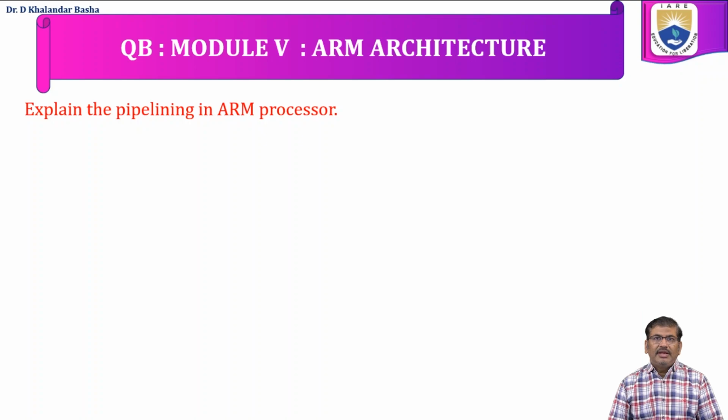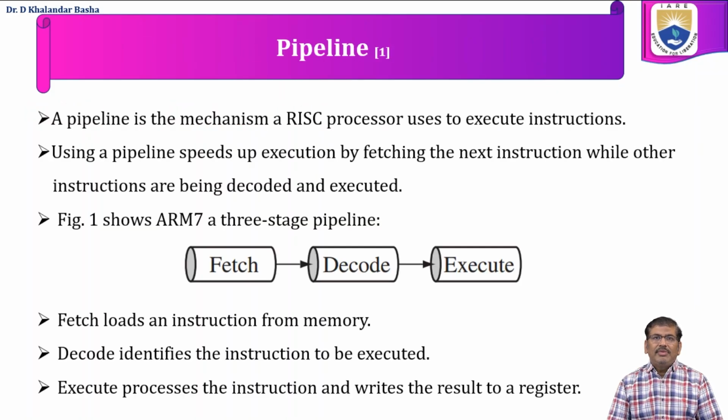Explain the pipelining in ARM processor. Pipelining is a mechanism where multiple tasks will be executed at the same time when resource sharing is not there. With pipelining, the computational speed increases. Now we will see what pipeline mechanisms exist in the ARM processor. The pipeline mechanism in a RISC processor speeds up the execution by fetching the next instruction while another instruction is being decoded and executed.